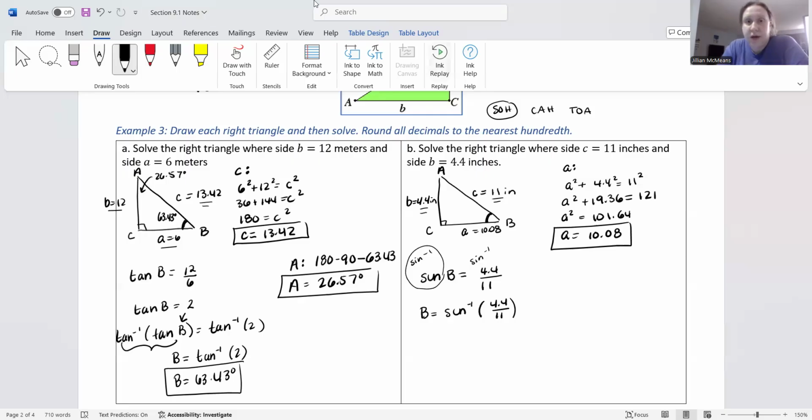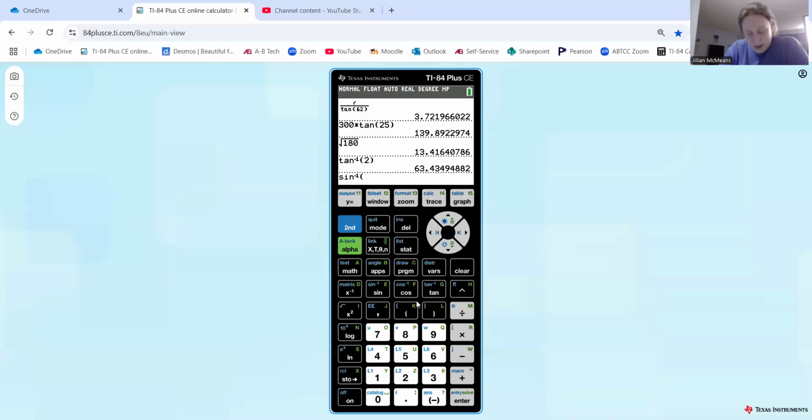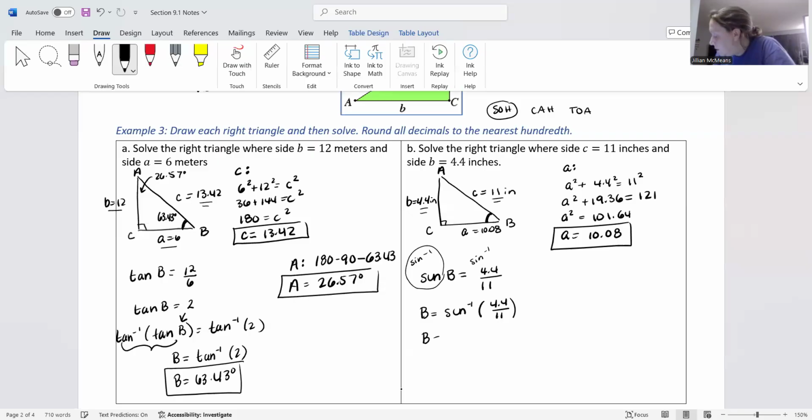So we're going to go to the calculator and we're going to do inverse sine. So second sine. And what did we have? It was 4.4 divided by 11, I think. All right, and we get 23.58 if we round. So 23.58 degrees. So that is angle B.